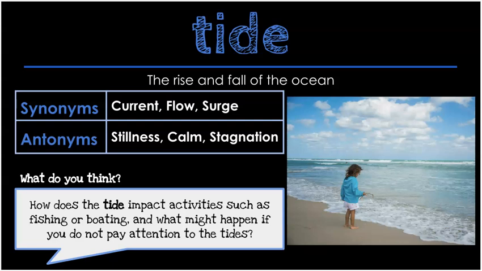Some synonyms for tide might be current, flow, or surge. Antonyms might be stillness, calm, or stagnation, because then there's no movement. What do you think? How does the tide impact activities such as fishing or boating? And what might happen if you do not pay attention to the tides? And again, you may pause the video there to discuss or think.